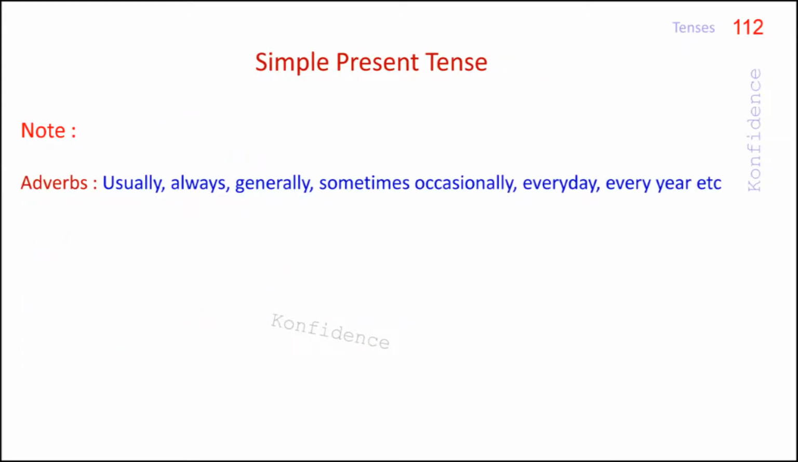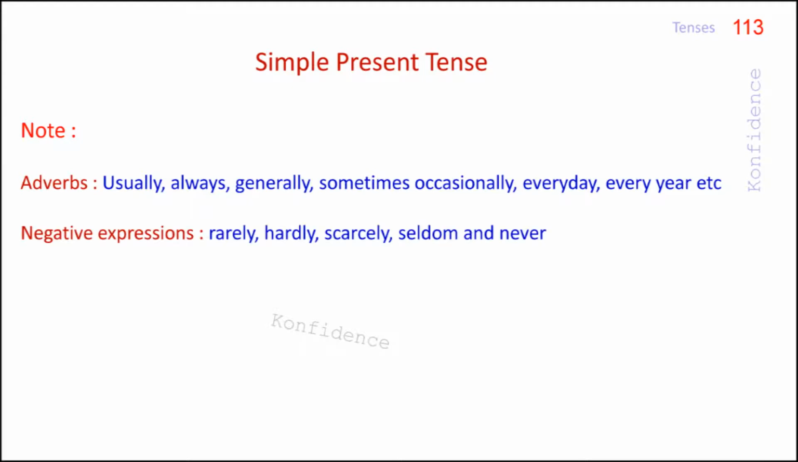Adverbs like usually, always, generally, sometimes, occasionally, every day, every year, etc., and negative expressions like rarely, hardly, scarcely, seldom, and never are generally used with simple present tense. When we write or speak about general topics, most of our sentences will be in simple present tense.